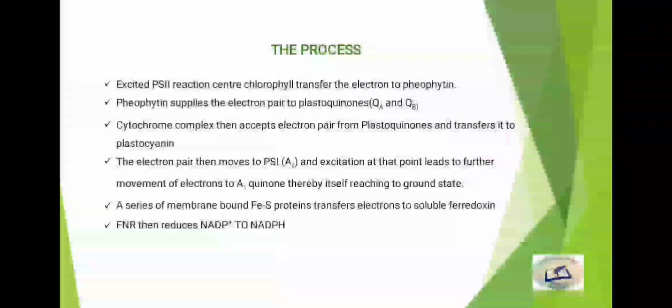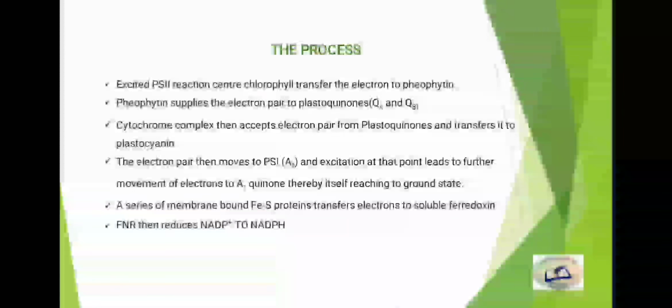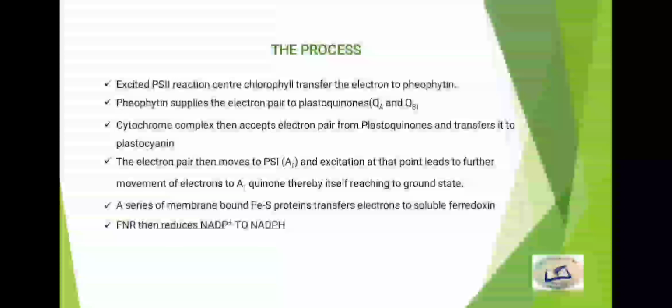Then a series of iron sulfur proteins, which I have already mentioned previously but have not mentioned in the slide, you can note them down: FX, FA and FB. These three proteins help in transferring electrons to soluble ferredoxin, which further with the aid of the FNR enzyme, which is ferredoxin NADP reductase, converts NADP plus to NADPH. Once again I will repeat that in this process the byproduct is O2, oxygen, and the end products of this process are ATP and NADPH2.